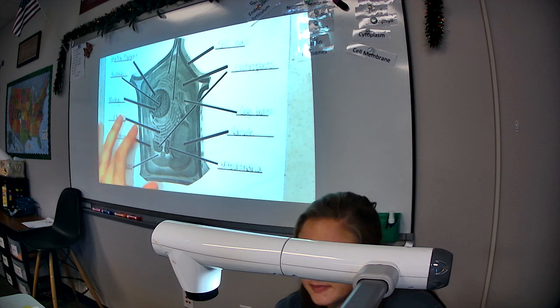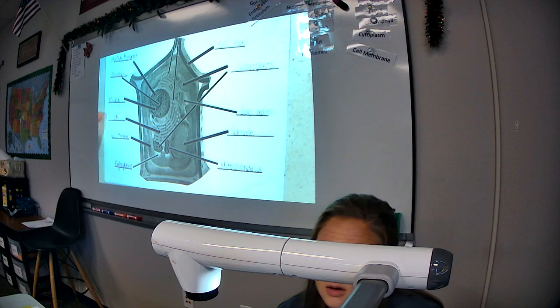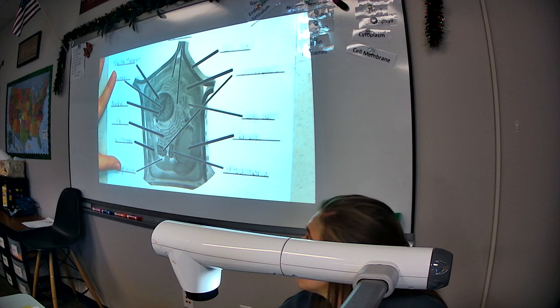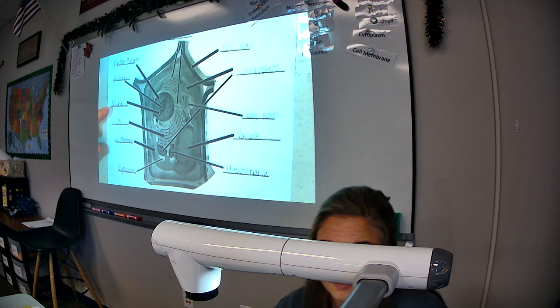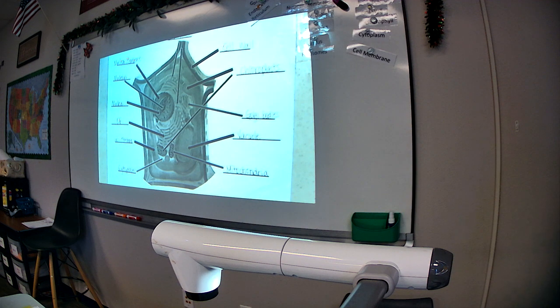What about the shape of the cell in general? Ethan? The animal cell is more circular, and because of the cell wall in the plant cell, it makes it more square. It makes it more square-like. Very good. Excelente. All right, now I'm going to show you the video of the microscopic view of the plant cells.